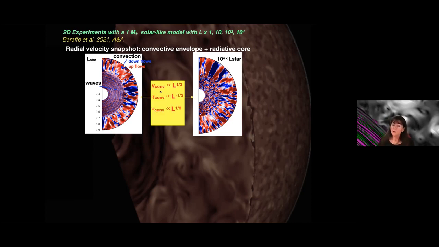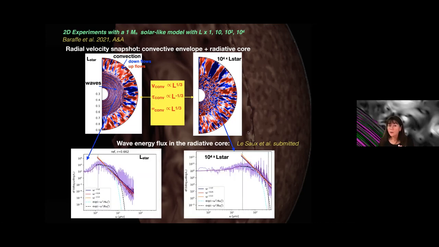And typically, the convective velocity scales with the luminosity to the power of 1/3, which means that the characteristic convective time scales decrease accordingly, or the convective frequency varies like the convective velocity, that is increased with the luminosity. And if we look at the property of waves, this is a work that my collaborators, and Arthur Lesault, my PhD student, have performed, and we just submitted this analysis.